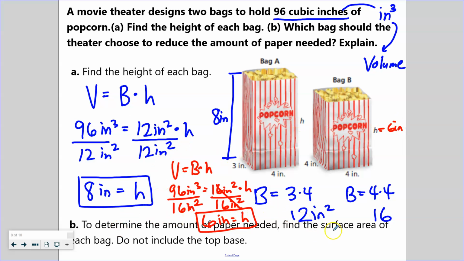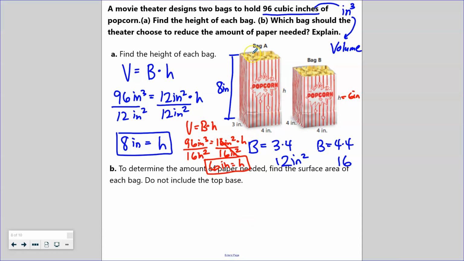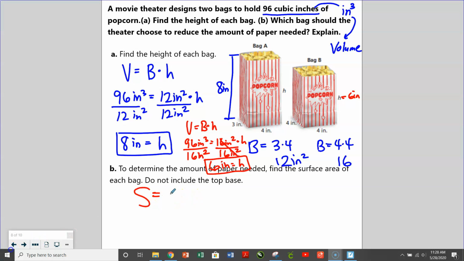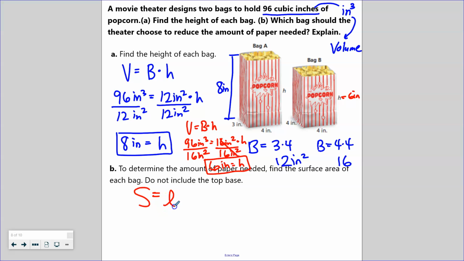So determine the amount of paper needed. Find the surface area of the bags. Do not include the top base. And that means that the bag's open. If we put a base there, we wouldn't have anything. So surface area of a rectangular prism is going to equal our length times our width of one side, that's our top and our bottom, plus 2 times the length times height, that's our side right there, and then plus 2 times the width times the height, that would be the front section. But we only have one of these, because we're not including the top part. So it's just the bottom base, so we don't multiply the first one by 2.